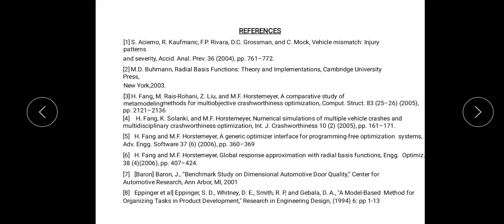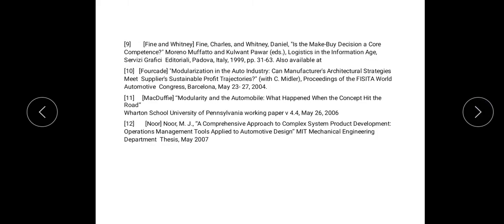So these are some of the references which we went through while we were planning to make this project.